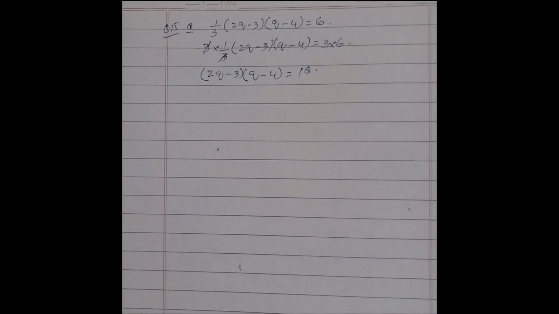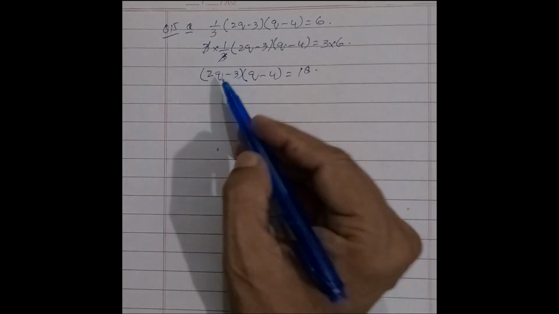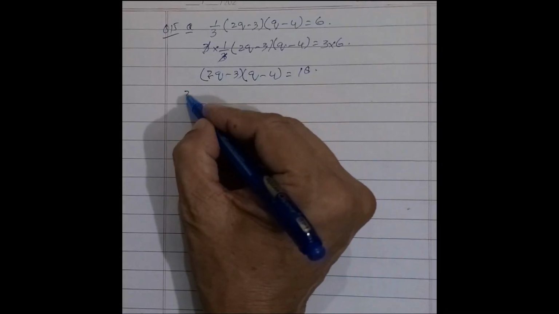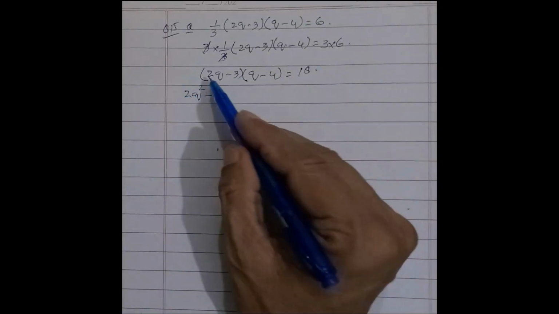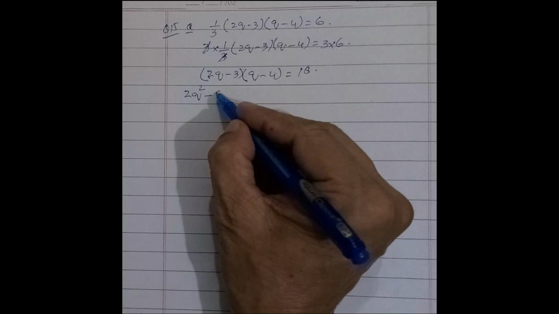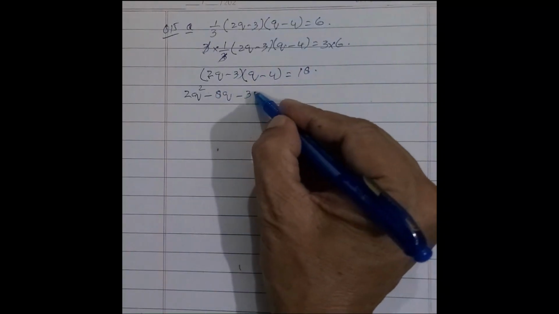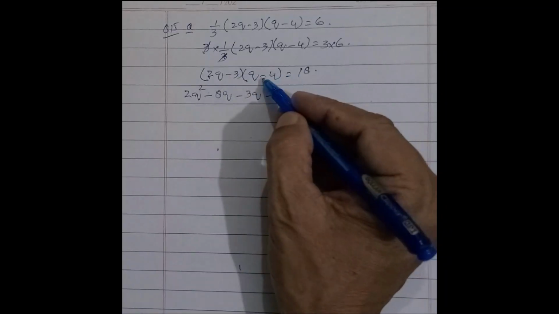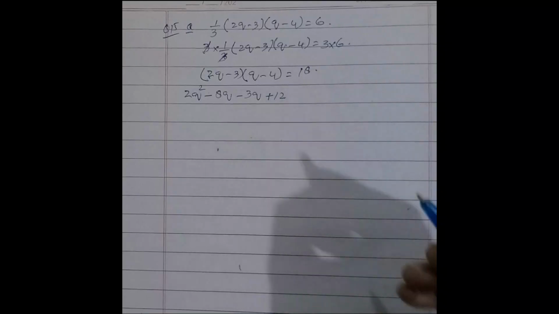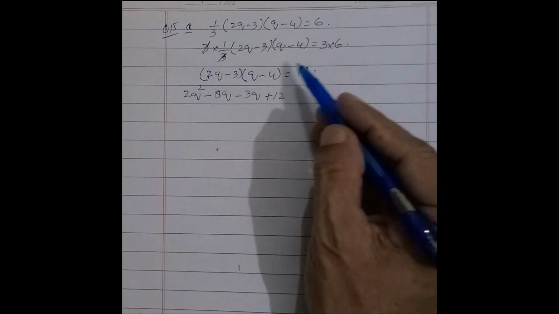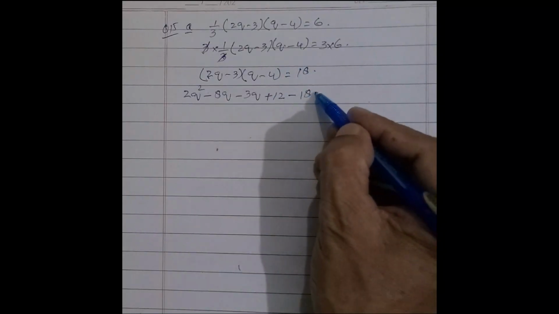Now we multiply these two values to find a standard quadratic equation. 2q multiplied by q is equal to 2q square, minus 2q multiplied by minus 4 is equal to minus 8q, minus 3q. 3 multiplied by q is 3q, minus 3 multiplied by minus 4 is equal to plus 12, and we shifted 18 to the left side. It is minus 18 is equal to 0.